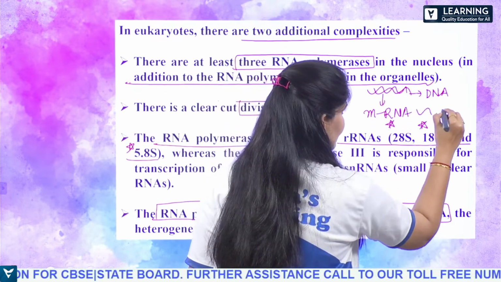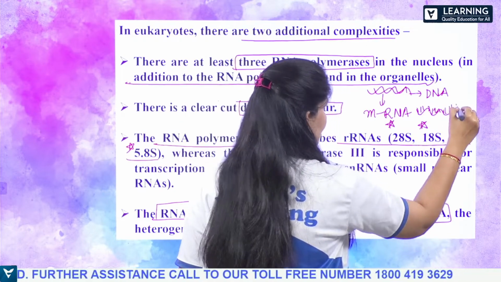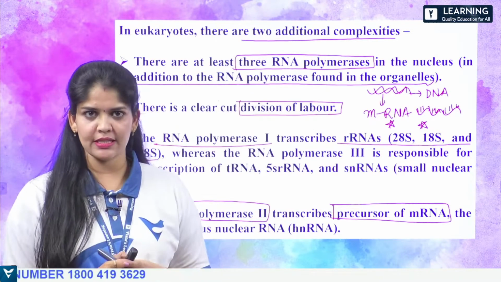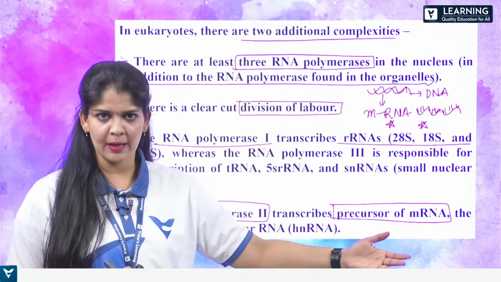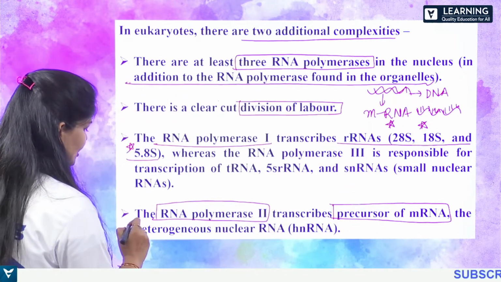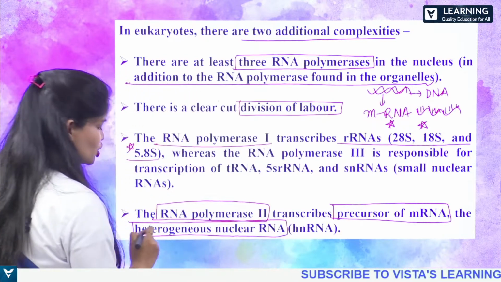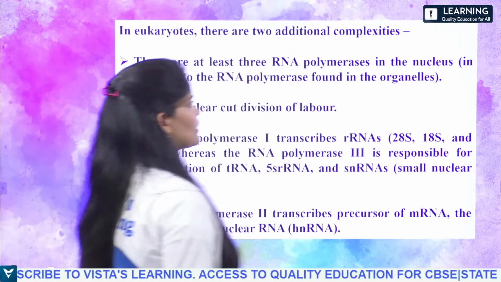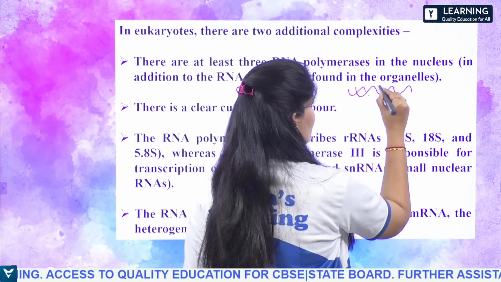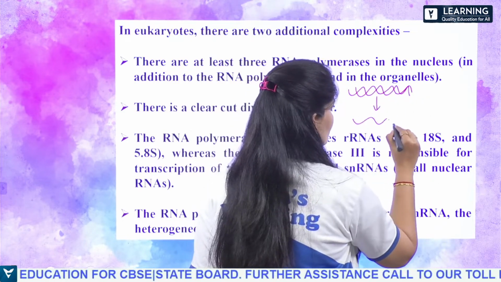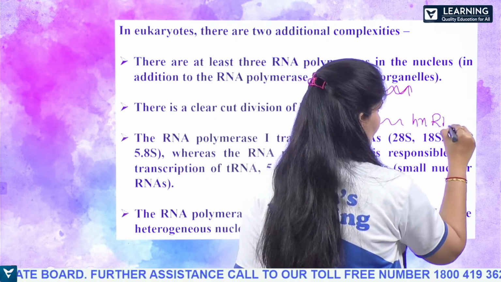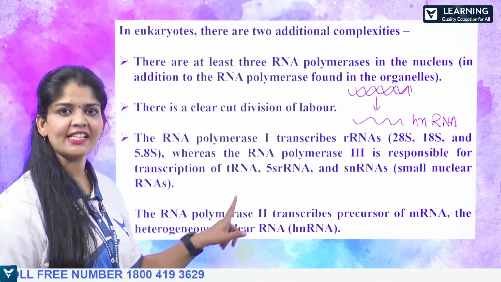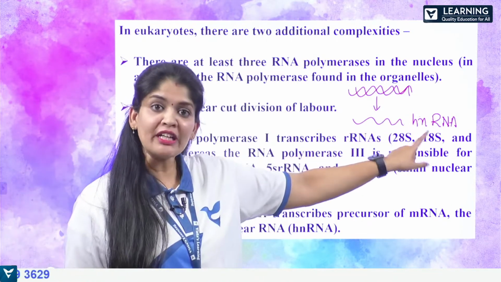Whatever RNA, that is mRNA, is initially produced in the case of eukaryotes needs to be processed, and we call it a precursor of mRNA, and that precursor of mRNA is called heterogeneous nuclear RNA. In short, we call it hnRNA. That means DNA will first be transcribed into hnRNA, and this process is catalyzed by RNA polymerase 2. And this hnRNA is a precursor of mRNA.